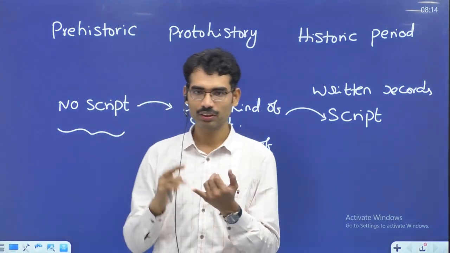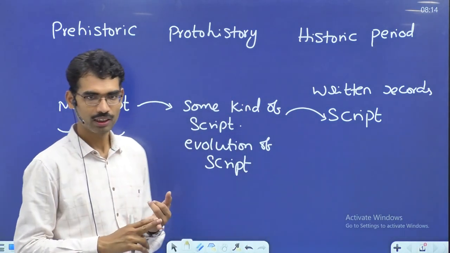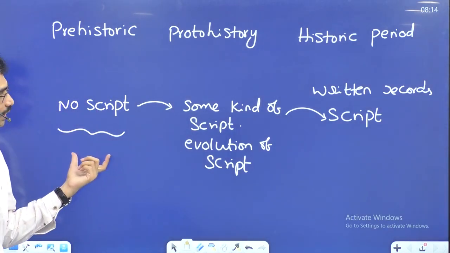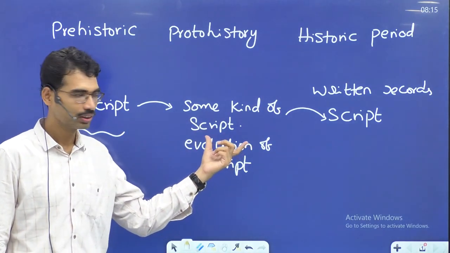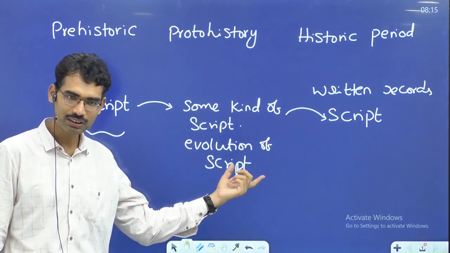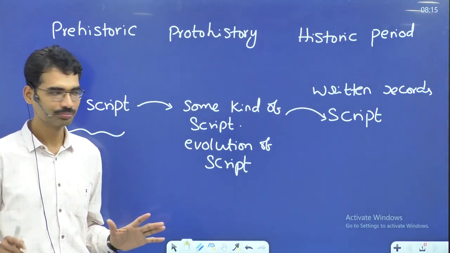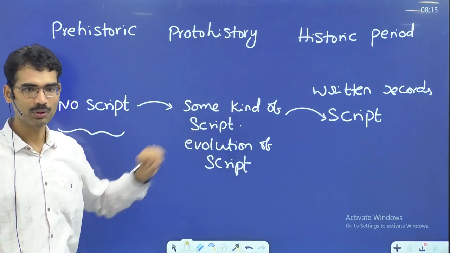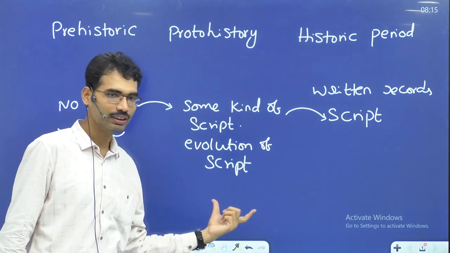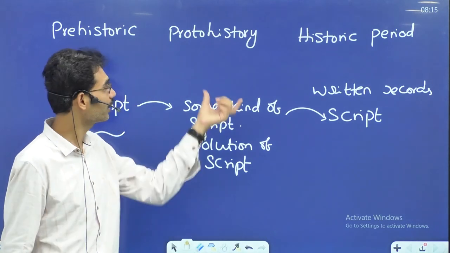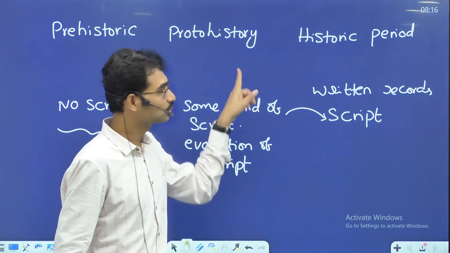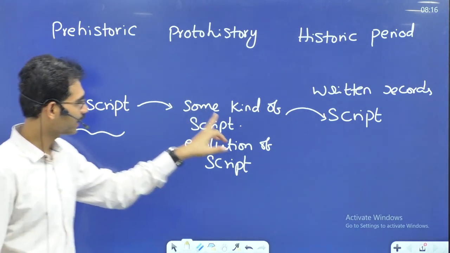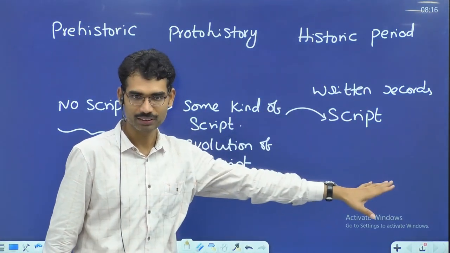When it comes to Paleolithic, Mesolithic, Neolithic, we did not identify any kind of script. When it comes to Chalcolithic time period, in certain areas, we have a script, but we are not able to read it properly. Because of this, we consider that part as protohistory. Even in our subcontinent, a special case is Harappan civilization also, we consider as protohistory. Today we will see which part is under protohistory. This is the major criteria in categorizing historic period.